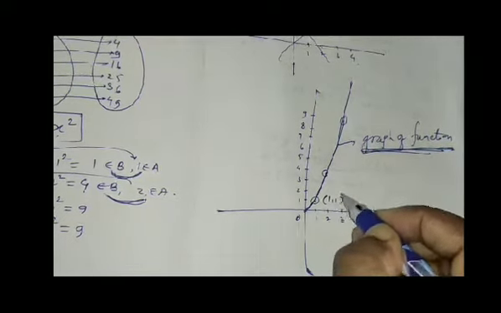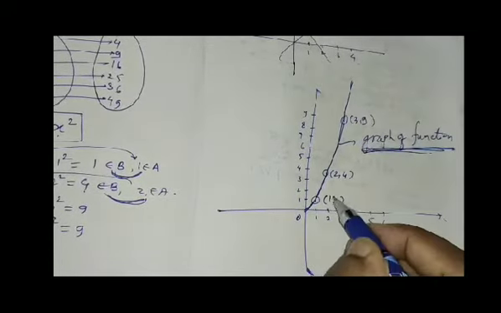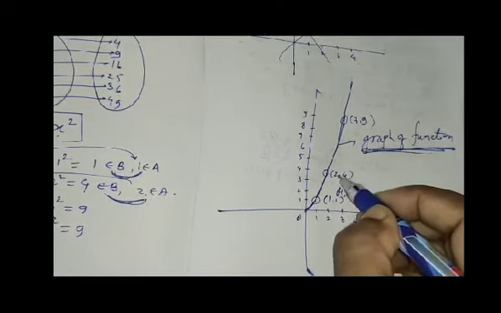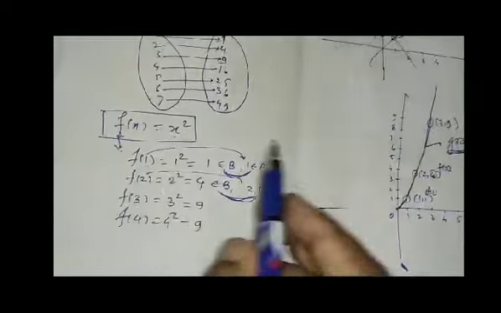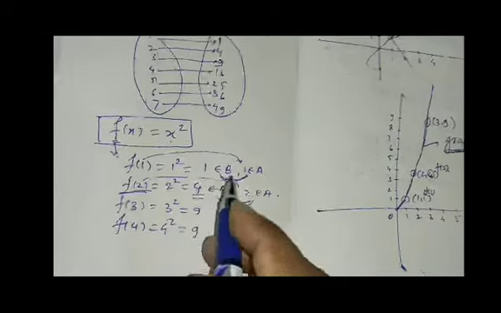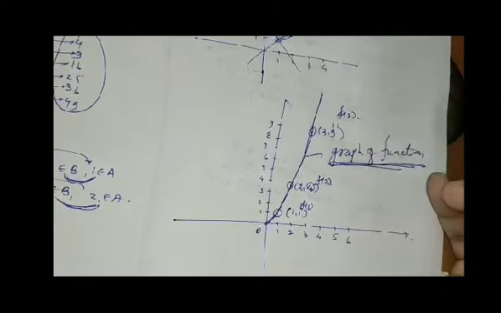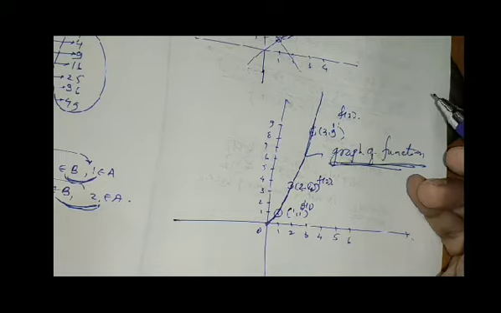And here point 1, 1, here point 2, 4, here point 3, 9, like this. So this 1 is an element of A, and this 1 is nothing but f of 1. This is 2, and this 4 is nothing but f of 2. See here, f of 2 is 4, like that. This 3 is nothing but f of 3. So students, try to understand what is meant by function and how we can plot the graph of a function on the coordinate system.